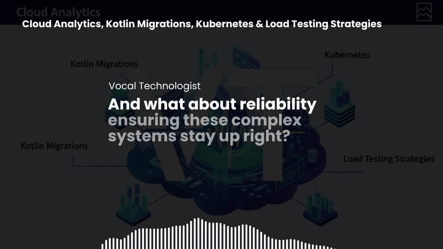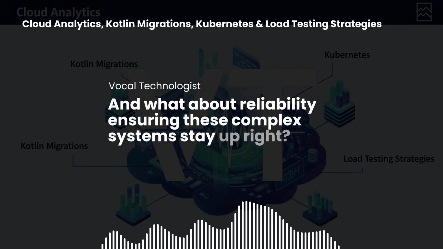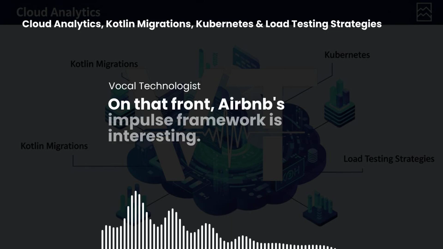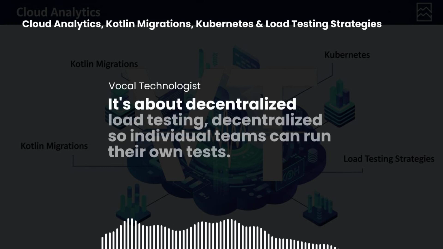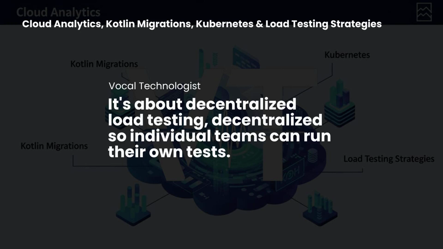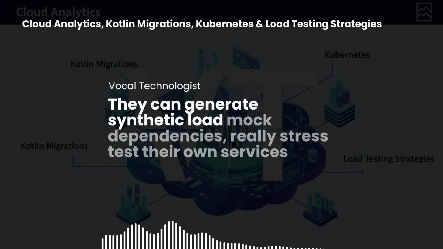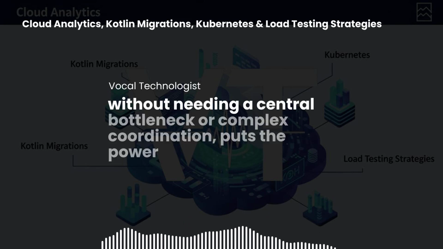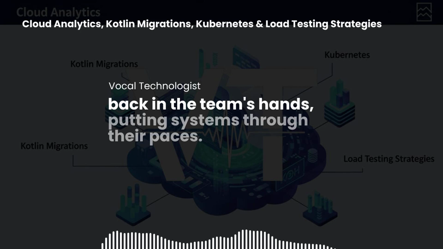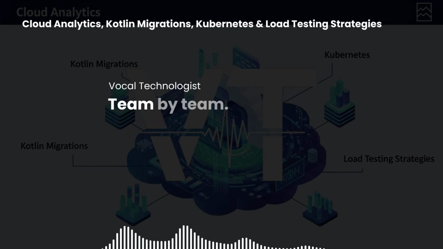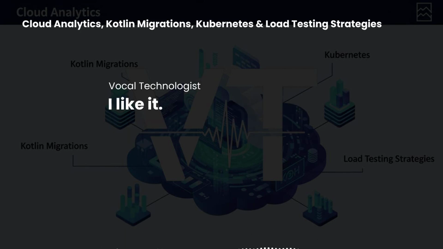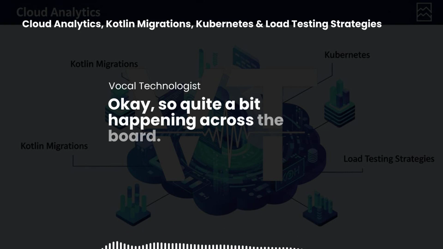And what about reliability, ensuring these complex systems stay up? Right. On that front, Airbnb's Impulse framework is interesting. It's about decentralized load testing. Decentralized, so individual teams can run their own tests. Precisely. They can generate synthetic load, mock dependencies, really stress test their own services without needing a central bottleneck or complex coordination. Puts the power back in the team's hands. Putting systems through their paces, team by team. I like it.